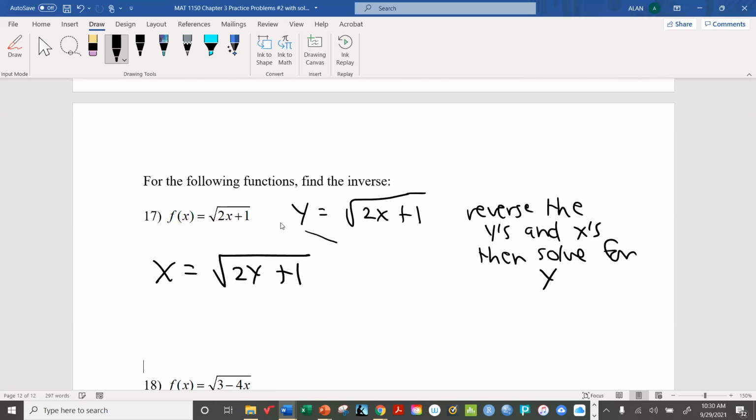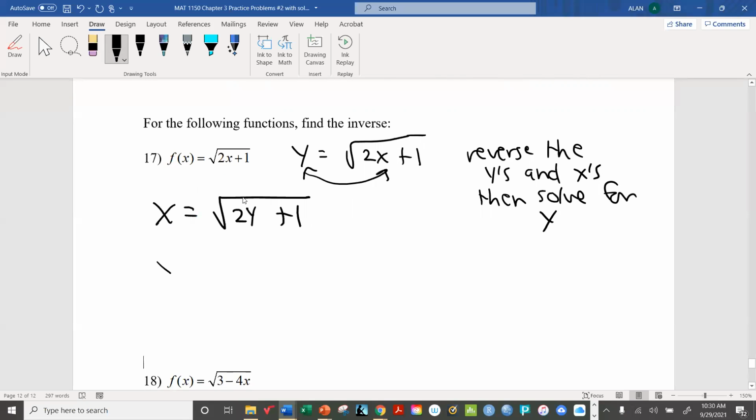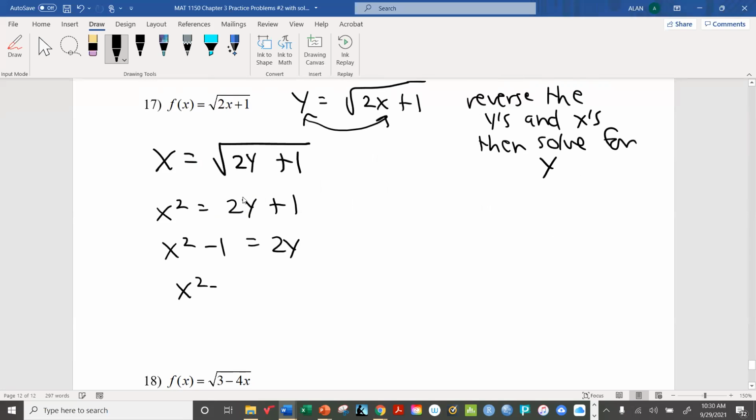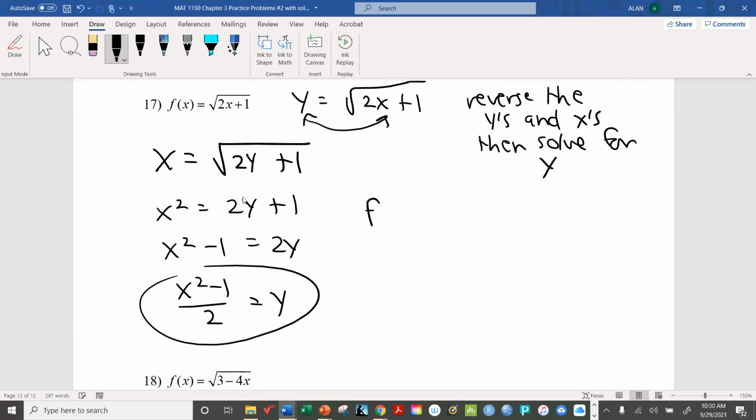All right, so I'm replacing these, I'm swapping them basically. And then what I'm going to have to do is solve for y, although that looks like it's going to be a bit of a headache. So we'll square both sides, subtract the 1, and divide by 2. So this is the inverse. Now remember the inverse, the original function is this. The inverse is written like this.